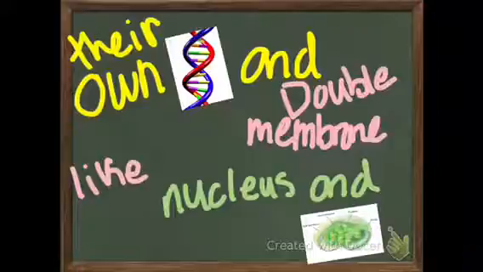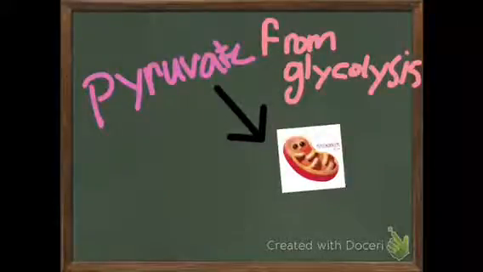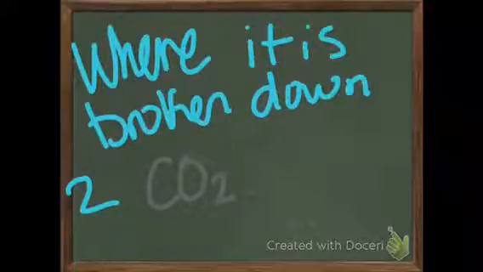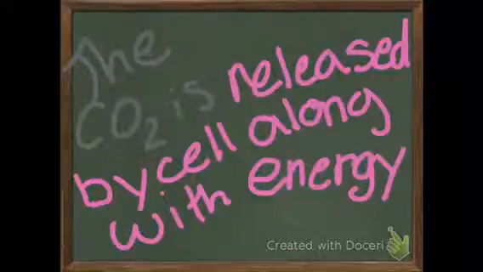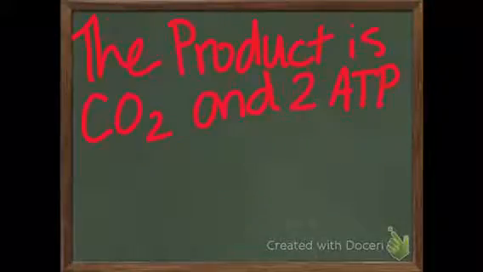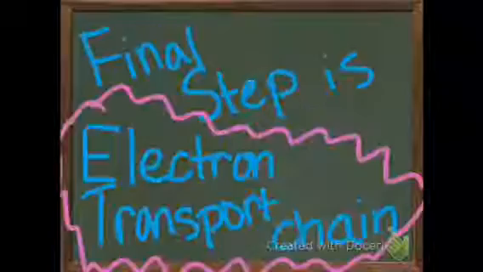They have their own DNA and a double membrane like the nucleus and chloroplast. This step requires pyruvate from the first step of cellular respiration. The pyruvate from glycolysis moves into the mitochondria, where it is broken down into CO2. The CO2 is released by the cell along with energy to create ATP. The product is CO2 and 2 ATP. NADH is being produced and will be used in the next step of cellular respiration.